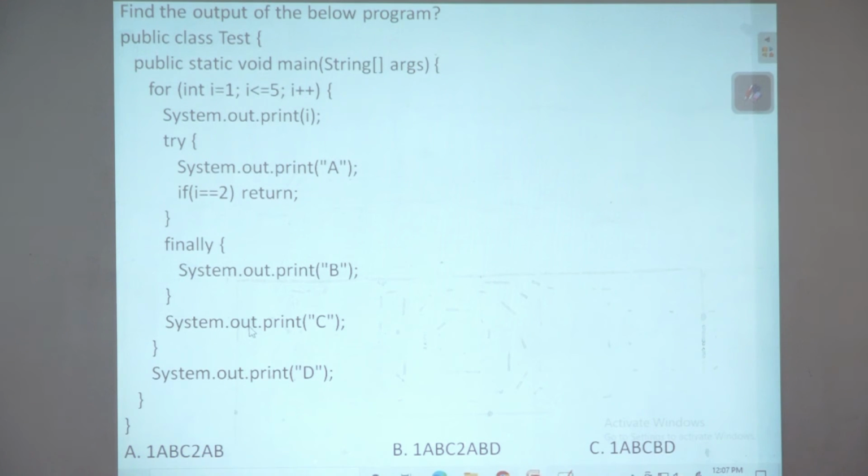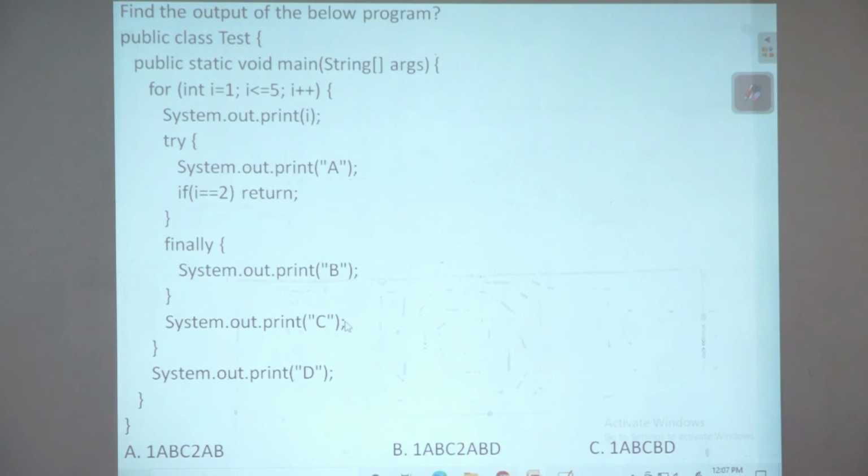Is it ending there? So it is 1 A, B, C. For ends there. Okay, so I'll have 1 A, B, C. Are we clear? I'll not get D. D is outside the for. We have not exited the for. So now we will get 1 A, B, C.